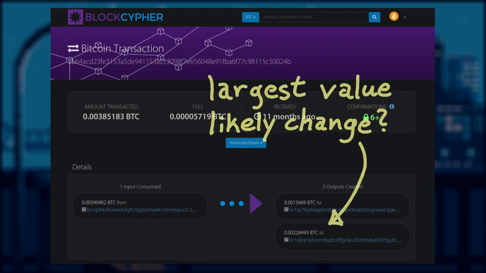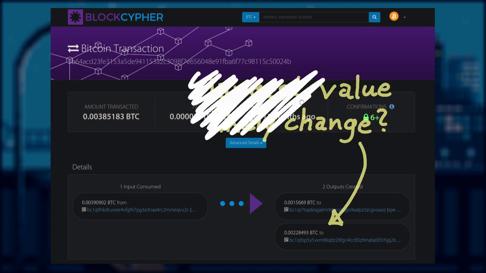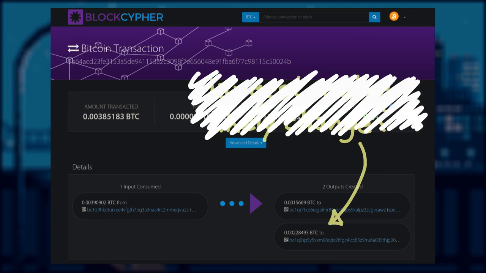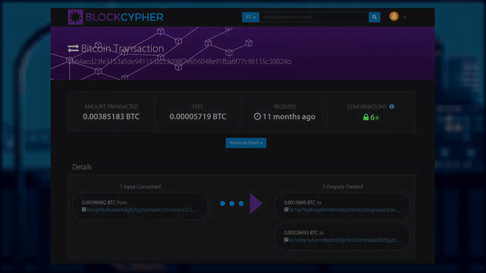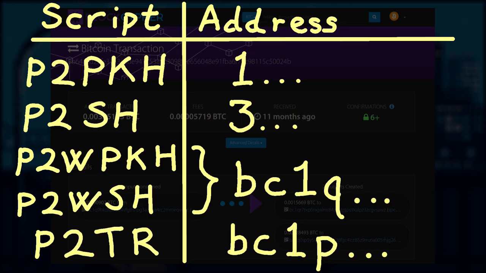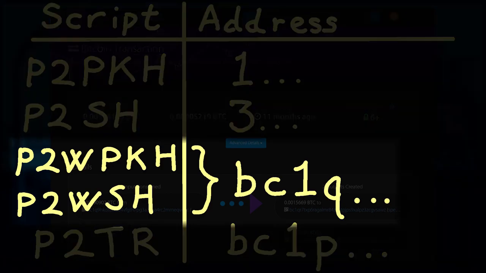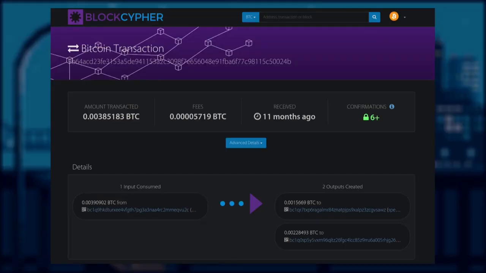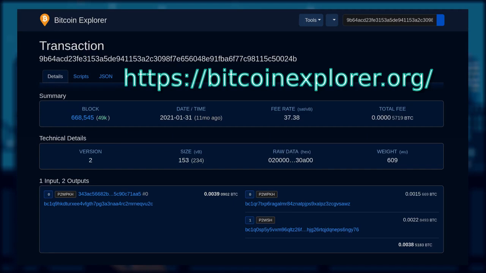All address types are the same for both the inputs and outputs. If we apply the largest amount output heuristic, we would assume output 1 is the change output. But with such similar values, this assumption may not be very accurate. If you remember the table from earlier, pay to witness public key hash and pay to witness script hash both have the same address format.